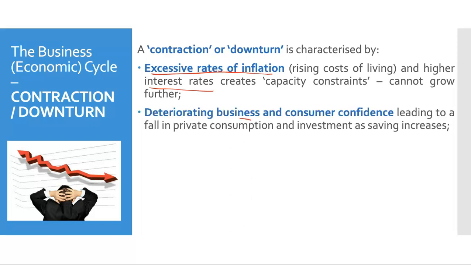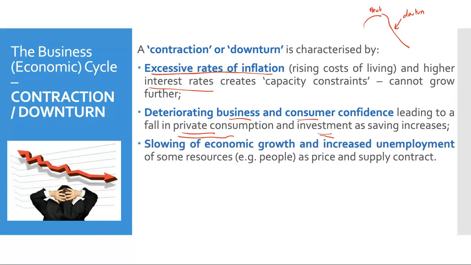When this happens, businesses and consumers recognize this, and their consumer confidence or business confidence deteriorates. This leads to a fall in private consumption and investment, exacerbating the downturn as we go down in the cycle. From the height of the peak, we're going down the downturn. So we're having our downturn as confidence goes down. This leads to slowing economic growth, a little bit more unemployment, and we start to keep going down and down in our cycle.